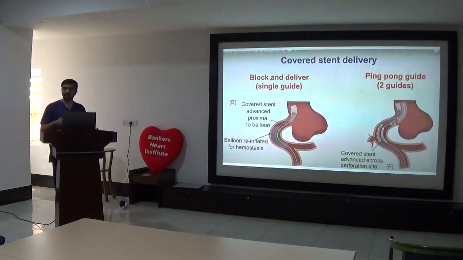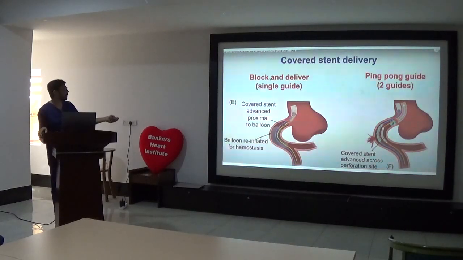First, if we find a small vessel perforation, go for a balloon. For a large vessel perforation, the first step is also to go with the balloon. And if things are not in control, then go for a cover stent. Block and delivery: these are the guiding catheters from the right ostium. These are the two guide wires.